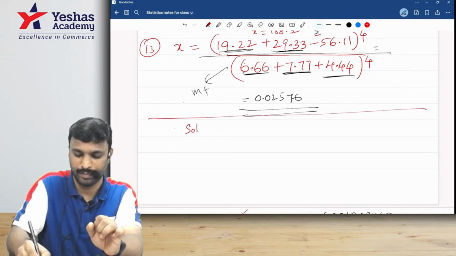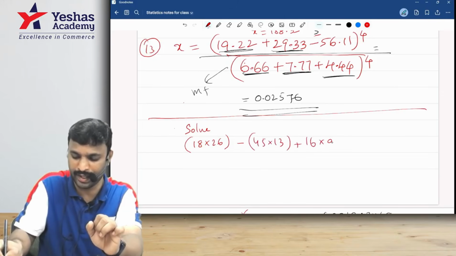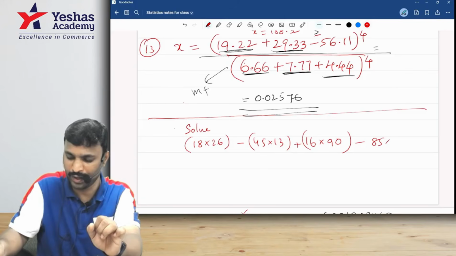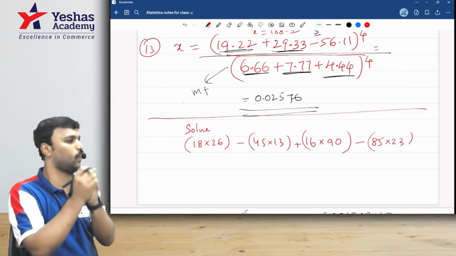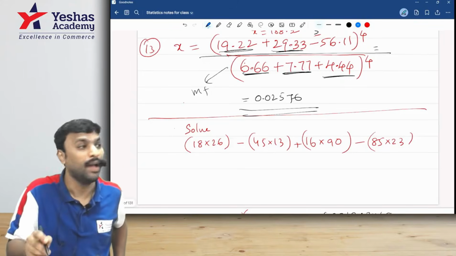Solve 18 into 26 minus 45 into 13 plus 16 into 90 minus 85 into 23. Tell me, how would you solve this? First brackets. Okay, please do that.